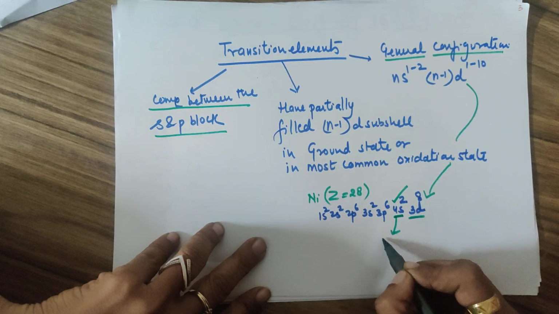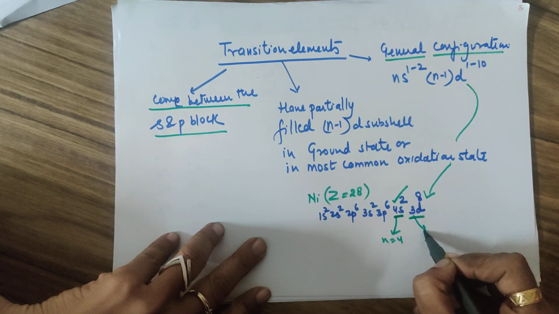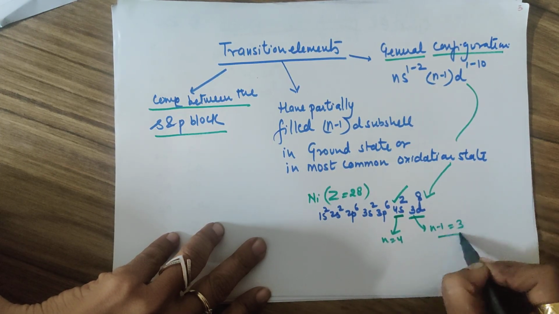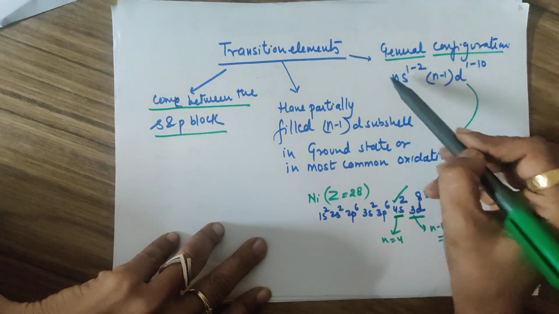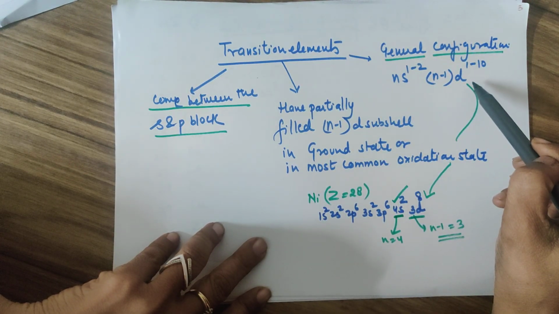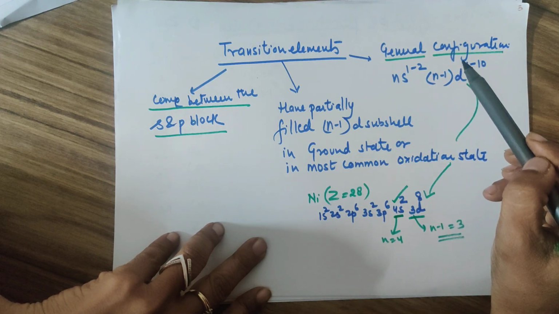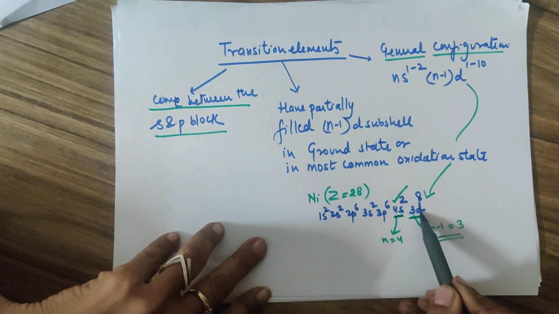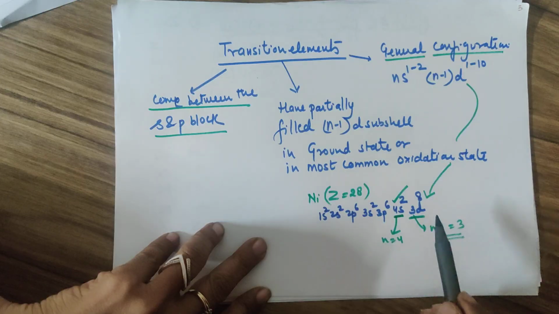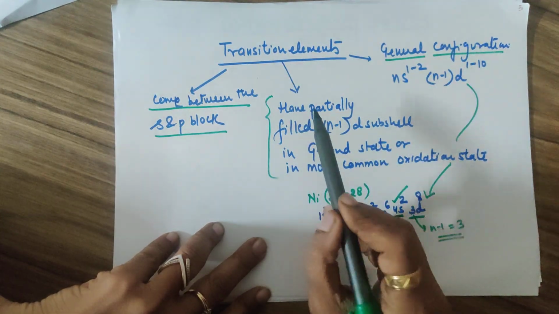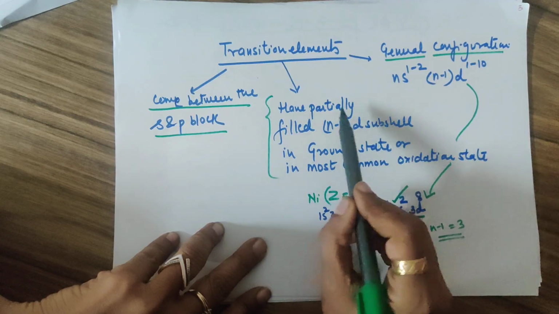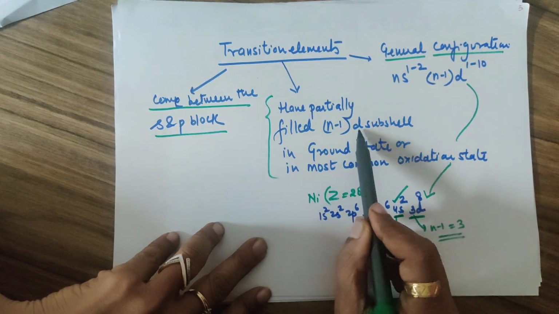If 4 is the n value, then what you are filling is n minus 1, which is equal to the 3d subshell with 8 electrons. So when we talk about the general configuration of the D block of elements, you are not filling the outermost S, you are filling the last but one D subshell. Talking about the definition of these elements, they are said to have partially filled (n-1)d subshell.